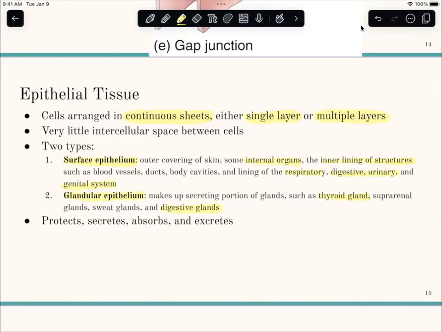So all epithelial cells have four main jobs. They're going to protect, they're going to secrete, they're going to absorb, and or excrete. So all of your epithelial cells found throughout your body are going to do at least one of these, usually more than one.